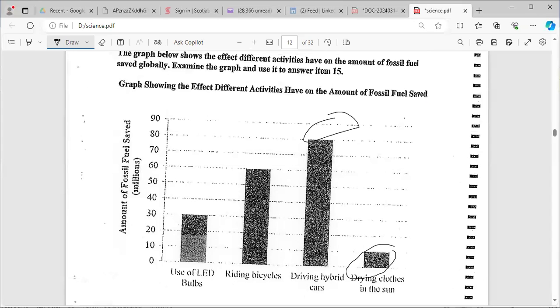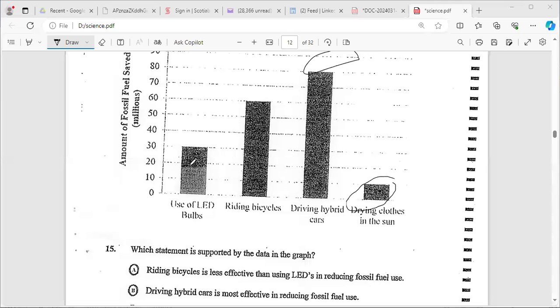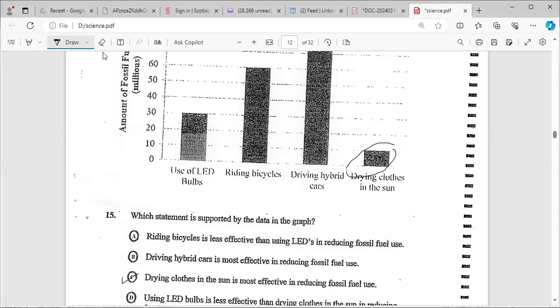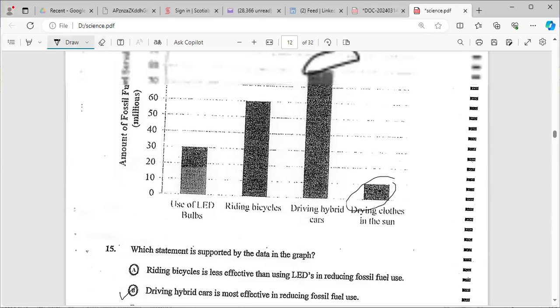This one is tedious. I'm not sure about that one here, guys. Leave your answer in the comment section, guys. And second, I don't think it's C because it's about saved. So it has to be the tallest one, which is the hybrid. It says saved, not used. So guys, I'm gonna go with B. So the higher, when I use a hybrid, you save more fossil fuel. I think that's what the graph is saying. Alright.